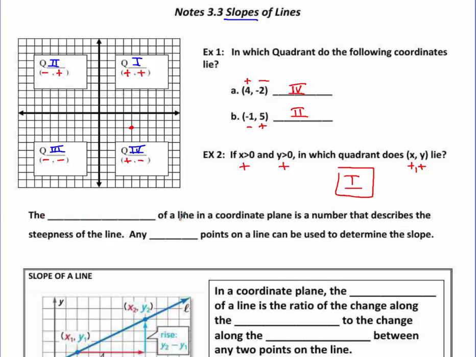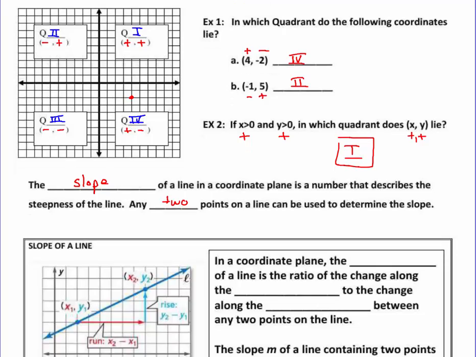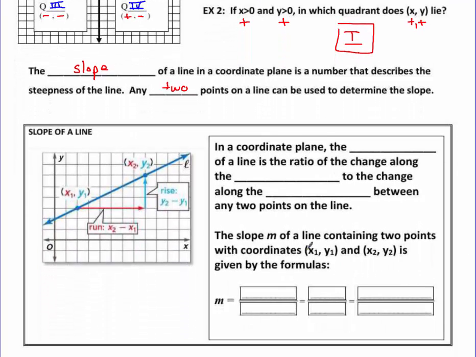So the slope of a line in a coordinate plane is the number that describes the steepness of the line. Any 2 points can be used to determine the slope. So if you think about a line, it has an infinite number of points. We can use any 2 to find the slope. So in a coordinate plane, and this is a refresher for you, the slope of a line is the ratio of the change along the y-axis to the change along the x-axis between any 2 points in the line.